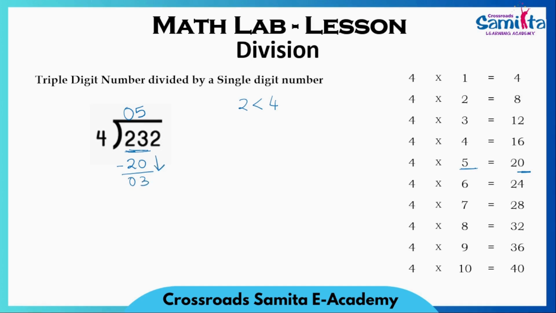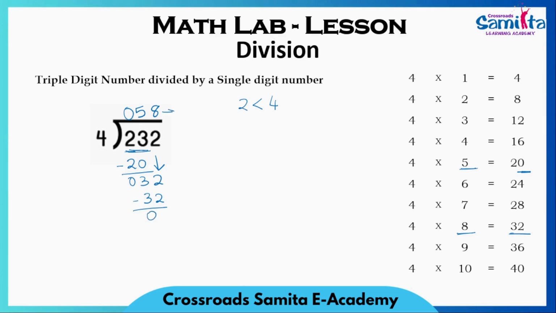I will bring down this number down. So now 32. In 4 tables, where does 32 come? We are having 32 here. So 4 8s are 32. So it's a direct number. 4 8s are 32. Remainder becomes 0.